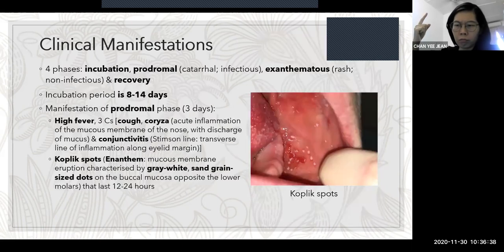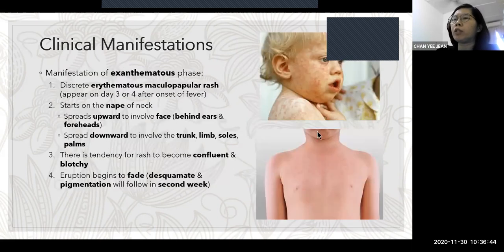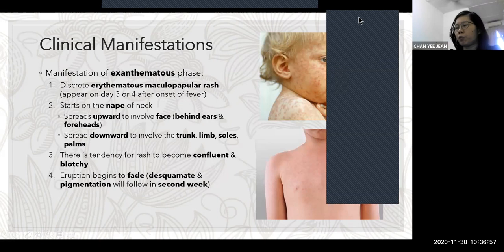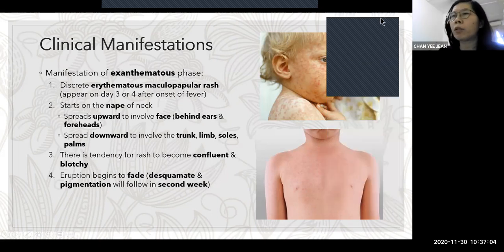So for measles, you have to remember head all the way down. From the head, it goes down to the body. And after it fades, you get what we call post-measles pigmentation. Basically, the skin where the rash was will become darker for a while. You can see that the place where the rash was will be kind of discolored. But after that, it will go back to normal.